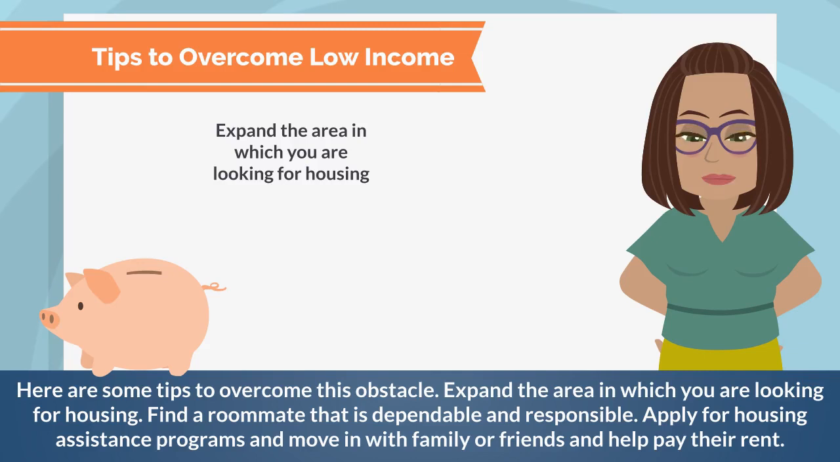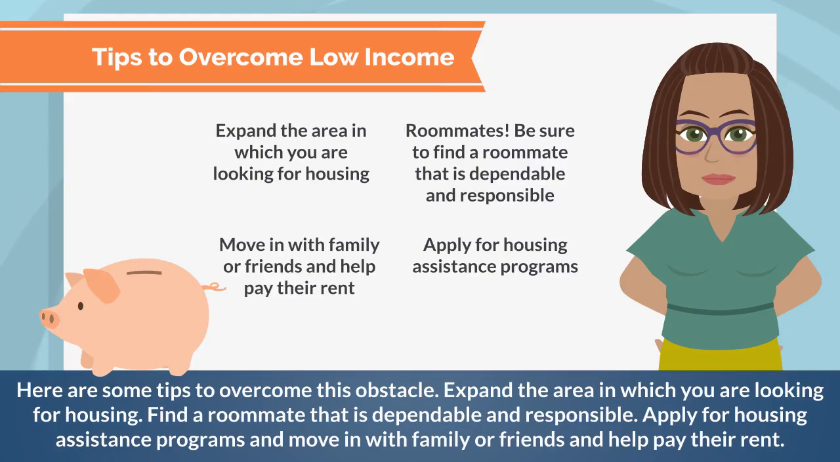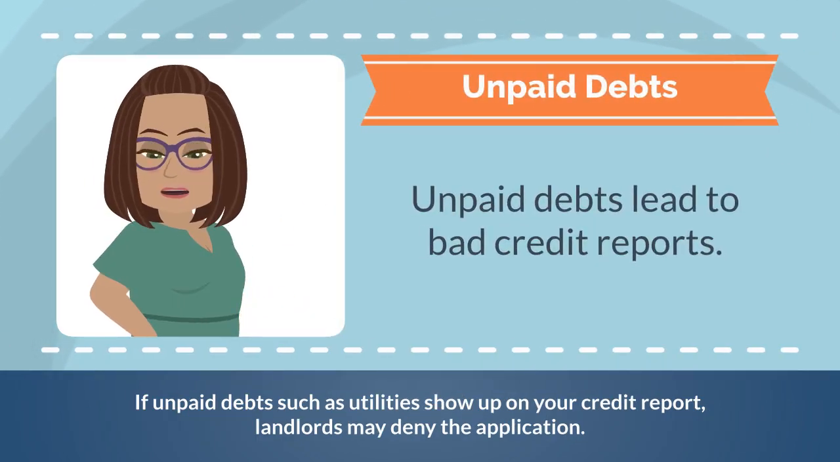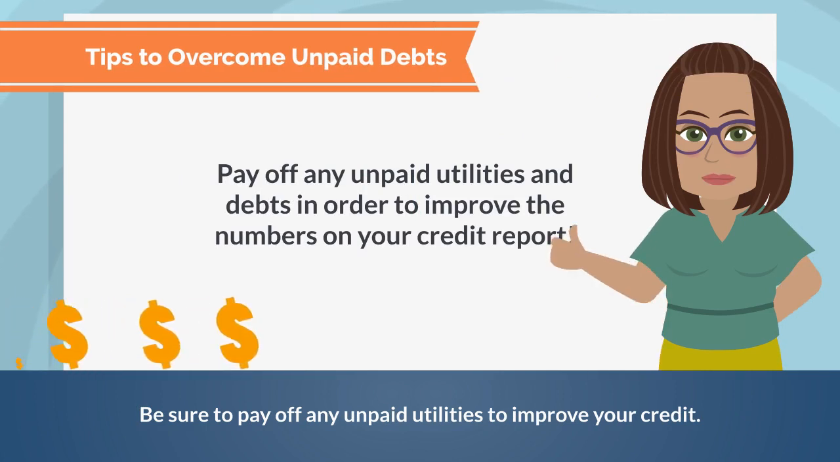Expand the area in which you are looking for housing. Find a roommate that is dependable and responsible. Apply for housing assistance programs and move in with family or friends and help pay their rent. Unpaid debts. If unpaid debts such as utilities show up on your credit report, landlords may deny the application. Be sure to pay off any unpaid utilities to improve your credit.